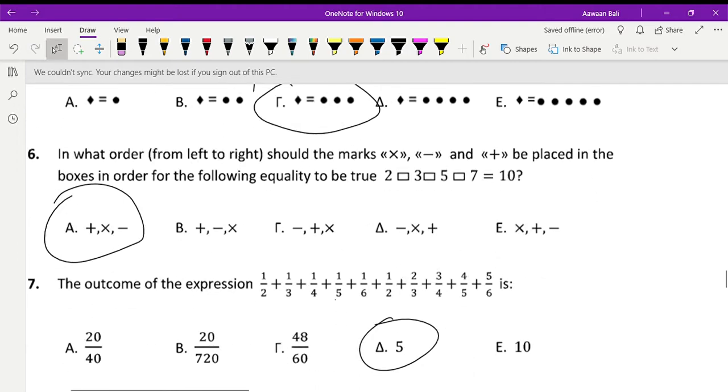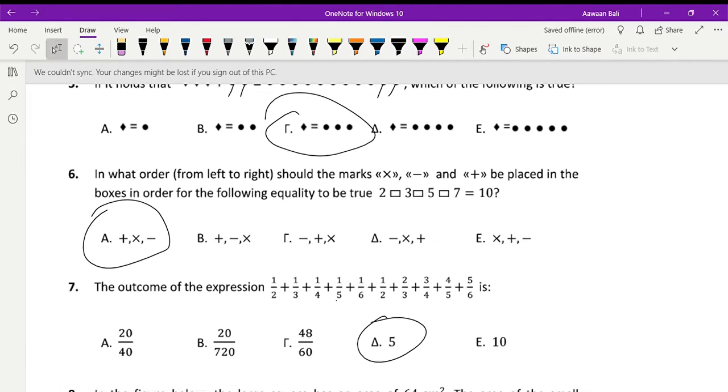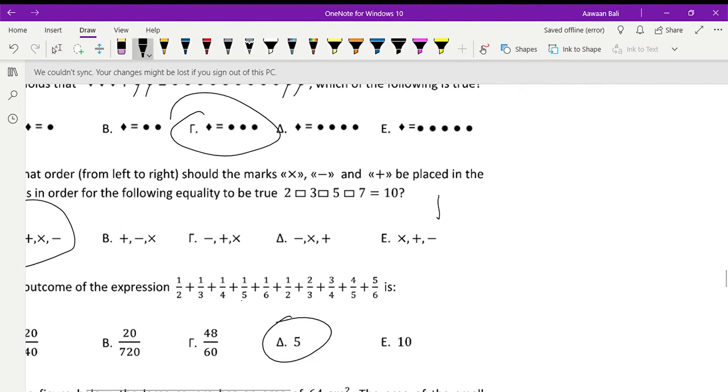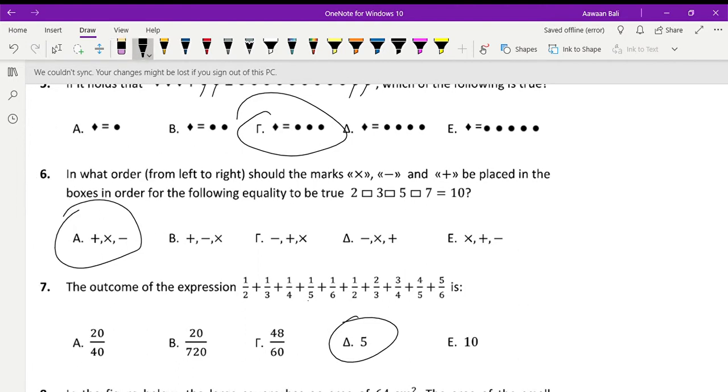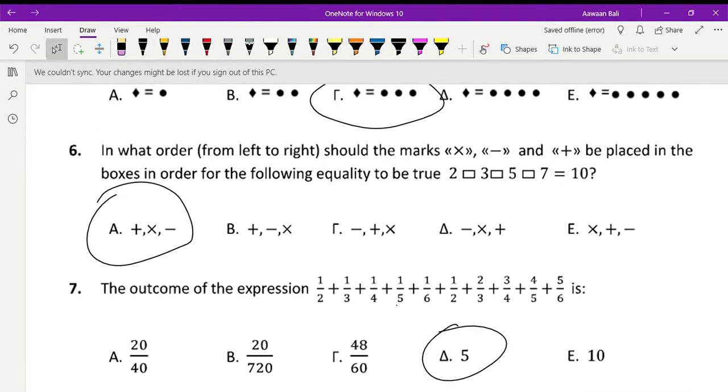In what order from left to right should the marks multiplication, subtraction, and addition be placed in the boxes in order for the following equality to be true. 2 space 3 space 5 space 7 is equal to 10. Here we're using BODMAS or BIDMAS. For most people here, I think BIDMAS is how they say it. But I don't know. So you could say BODMAS or BIDMAS. I'm going to use BODMAS in this case. If you're confused, just think of the O as the I.